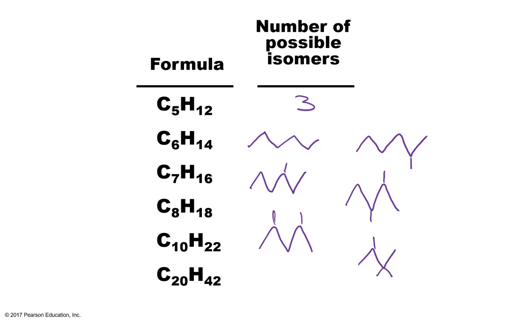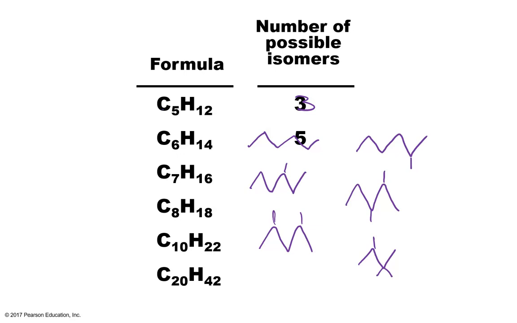What do you suppose the number's going to be for 7, heptane? It's going to be much bigger, right? And if you get down to C10H22, or C20H42, they're astronomically large. So here are the actual numbers. 3 for the first one. Actually, it's 5. Okay, where did I go wrong?